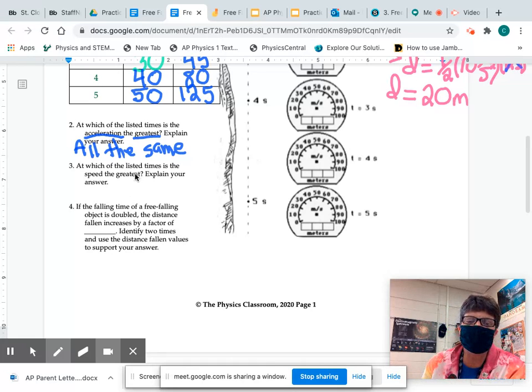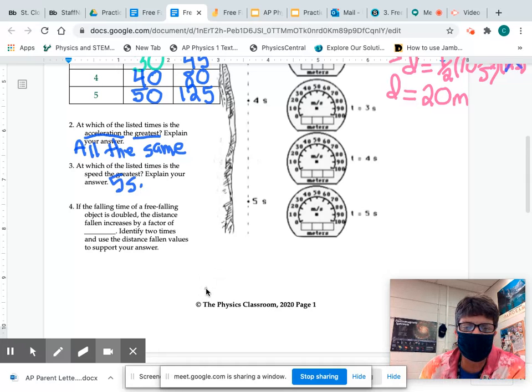At which of the listed times is the speed the greatest? Well, what time was the speed the greatest? On our chart, it'd be the 5 seconds. Why? Because that was the longest time it was in the air. So the speed keeps increasing the longer the time you are in the air.